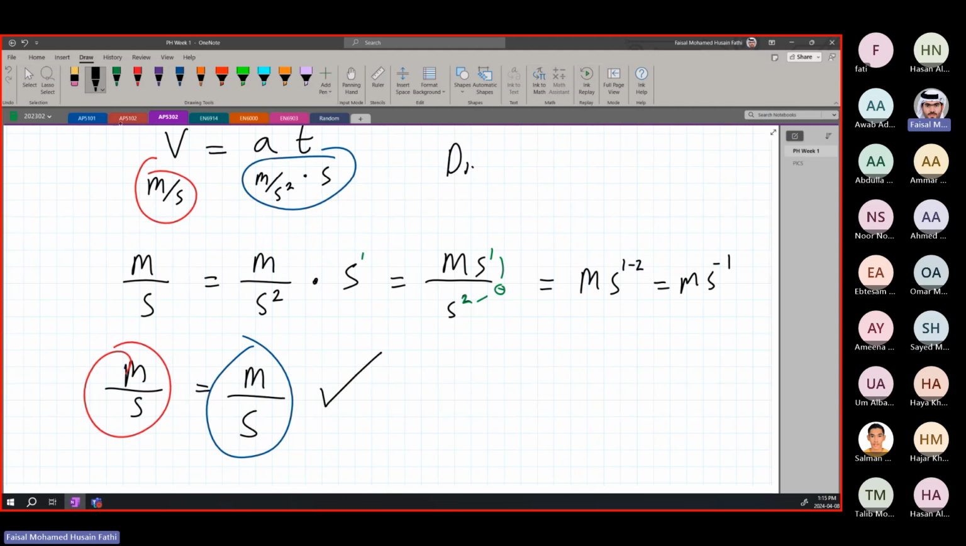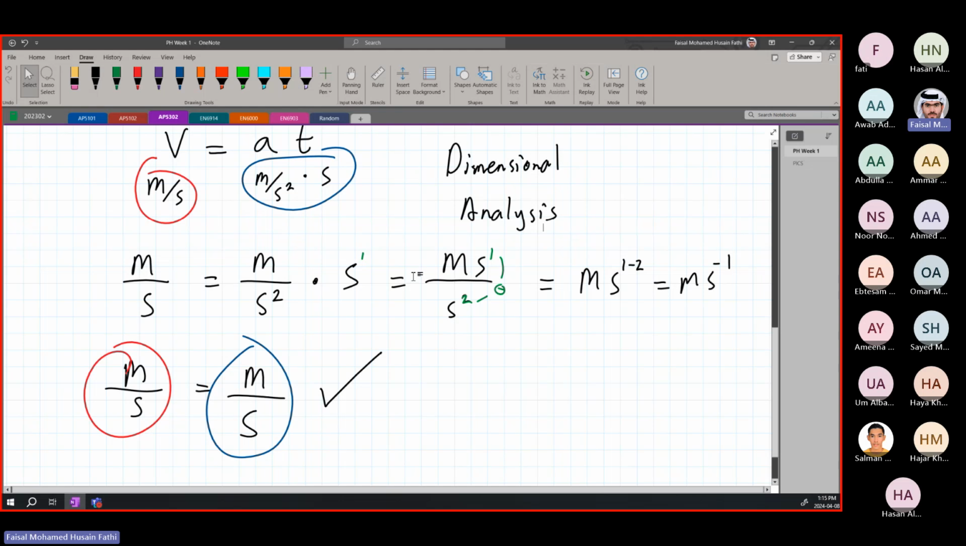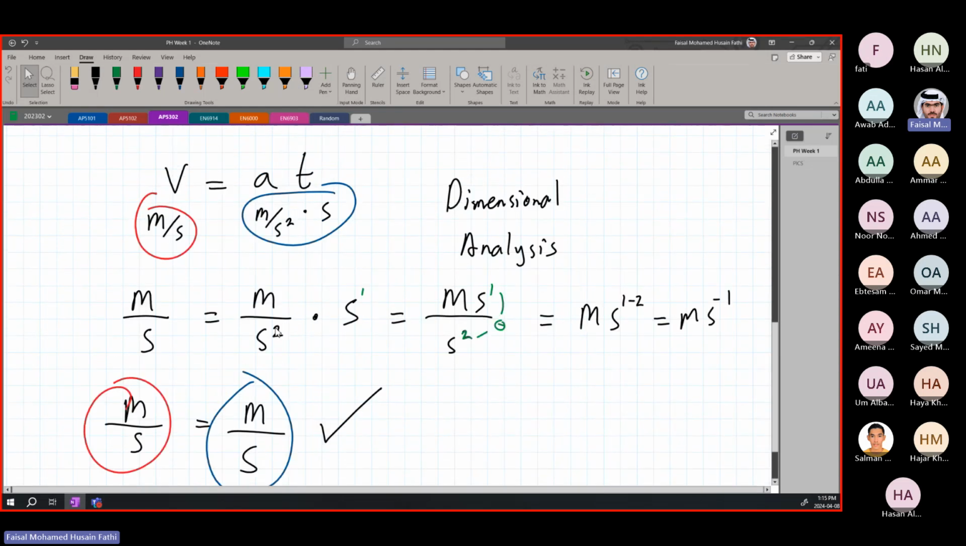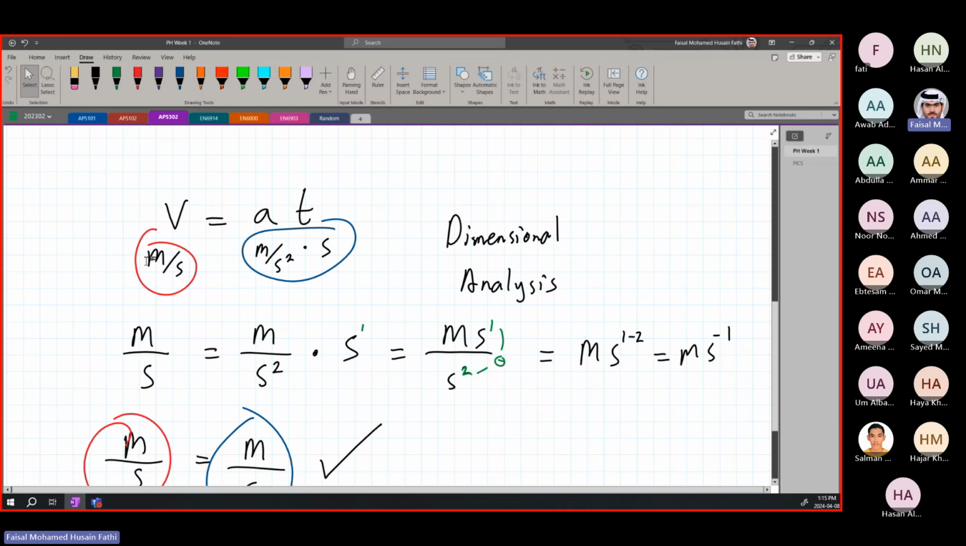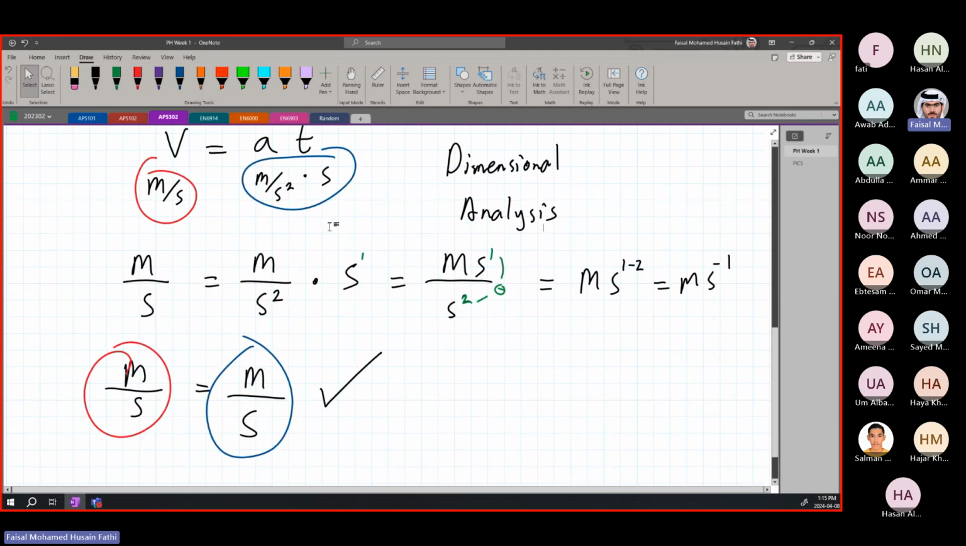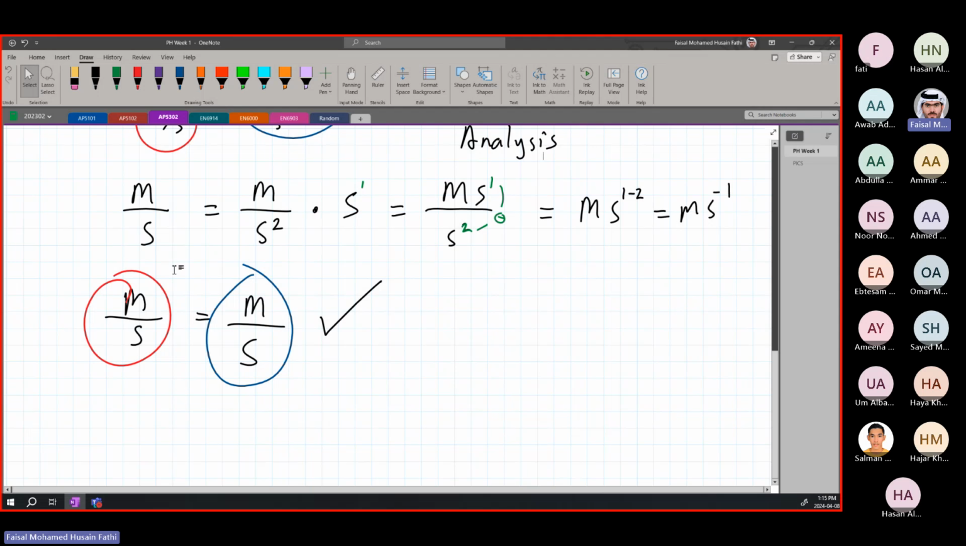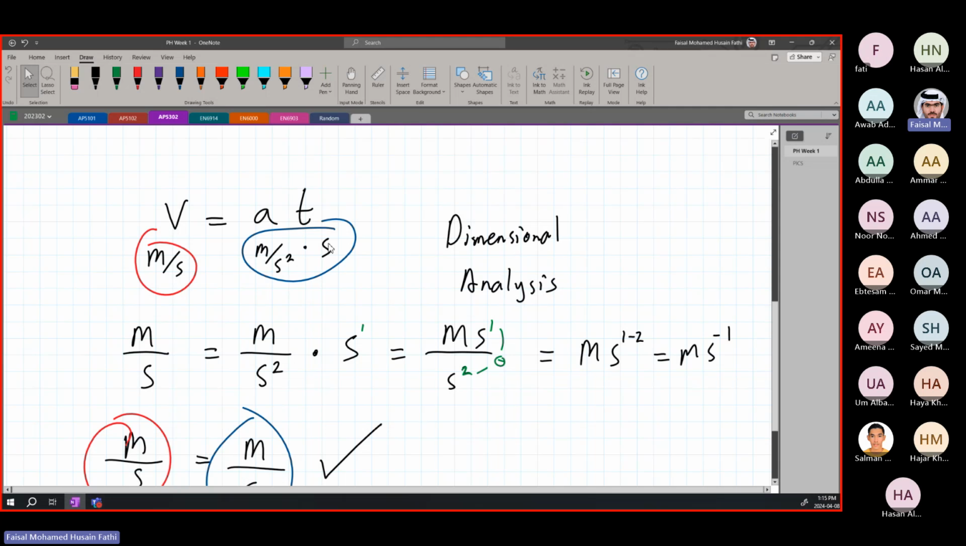This is what they call dimensional analysis. So this is what we are doing as dimensional analysis. Don't let the topic confuse you too much. All I did was simplify units, to see if the left hand side is equal to the right hand side. I am checking that the velocity on the left is equal to the velocity on the right, the units on the right, and if it's correct it means we have correct dimensional analysis, meaning this equation is correct.